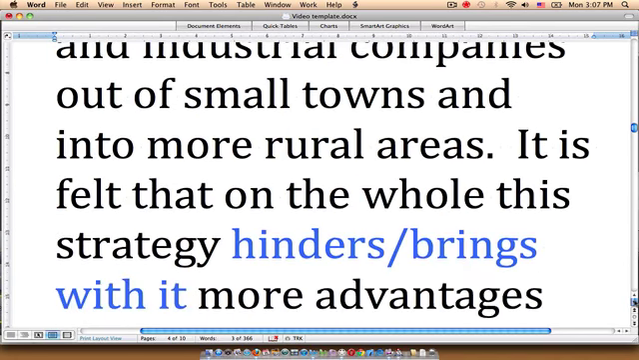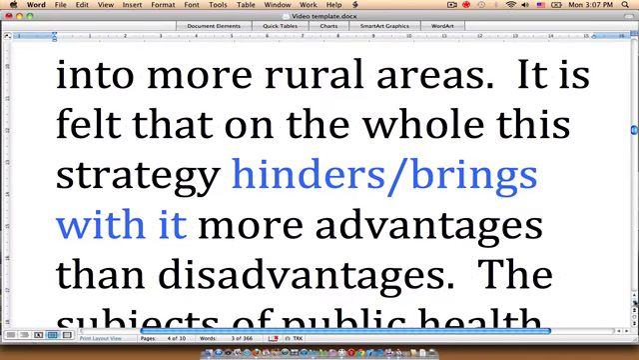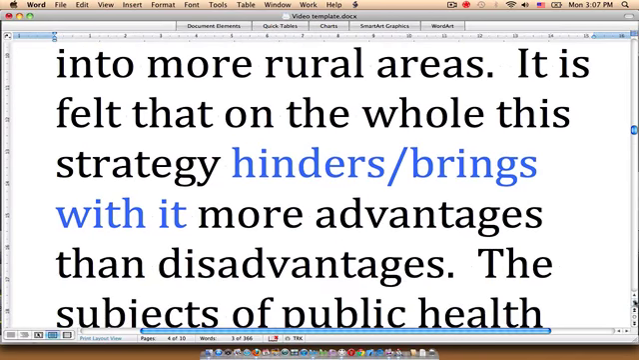It is felt that on the whole, this strategy hinders more advantages than disadvantages. Or, it is felt that on the whole, this strategy brings with it more advantages than disadvantages.